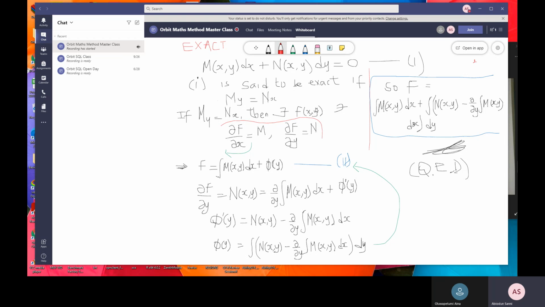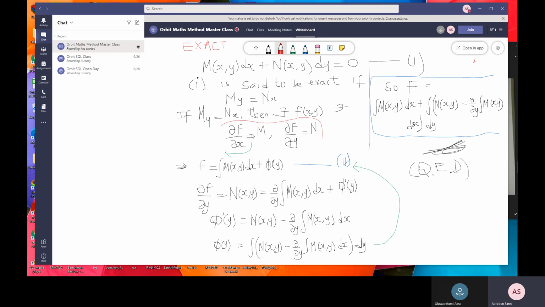if f is the solution, so if this is exact, if this equation holds, then there exists a solution f of x comma y such that if I differentiate that solution partially with respect to x, I'll get M, and if I differentiate partially with respect to y, I get N. Now, if this holds, if I want to get f, I have to integrate with respect to x, right? So if I integrate this part with respect to x, I have f.